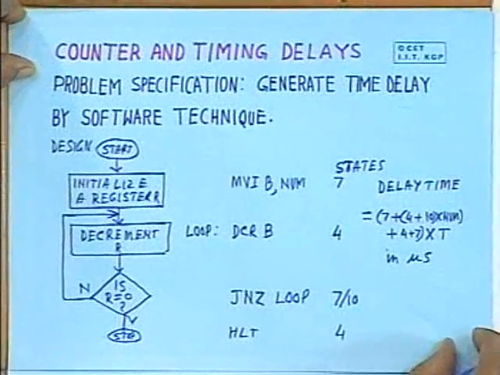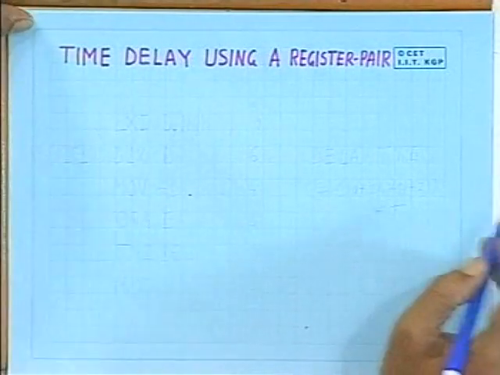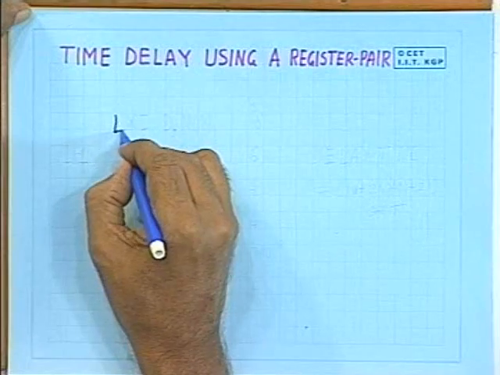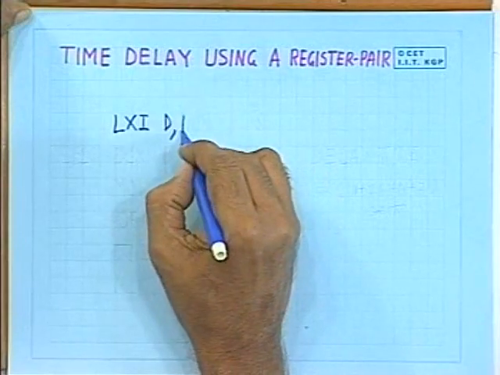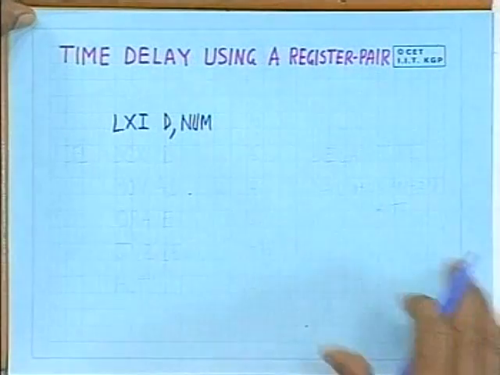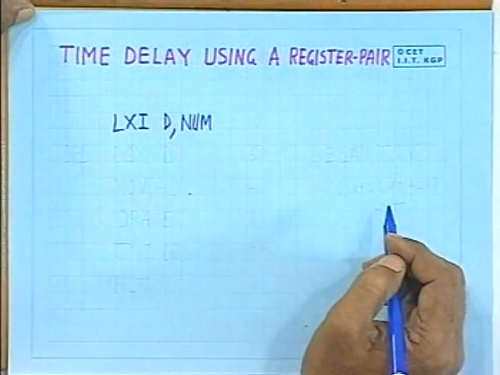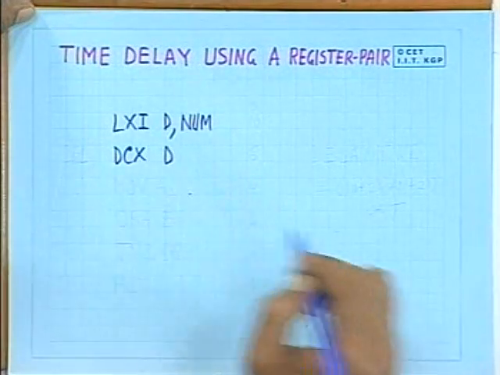But here you may see that the delay generated by the loop may not be very long. If we want to increase the delay time, how can we do that? To do that, you have to use a register pair. For example, instead of using a single register, you can initialize a register pair D with the value number, but in this case the number will be a 16-bit number instead of an 8-bit number. Then you will perform the decrementing, DCX D.